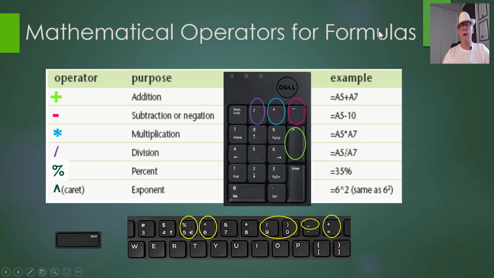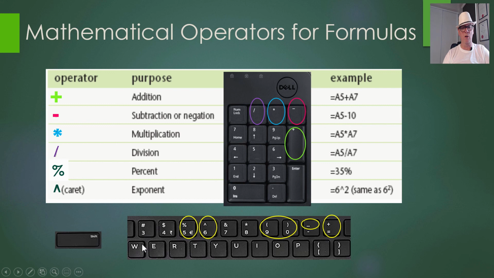All right, so those mathematical operators for formulas: your normal plus, minus. Multiplication is a star symbol, not the letter X, and we don't have a divided-by symbol on the computer keyboard, so we use the /, which is down at the bottom right-hand corner near the enter key. We can also get percents of things and raise them to powers using this caret symbol.